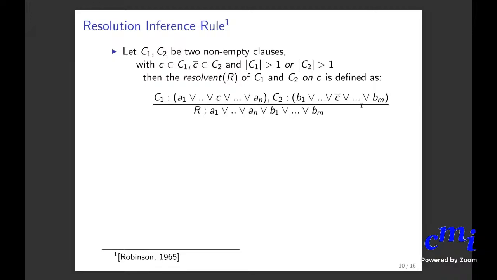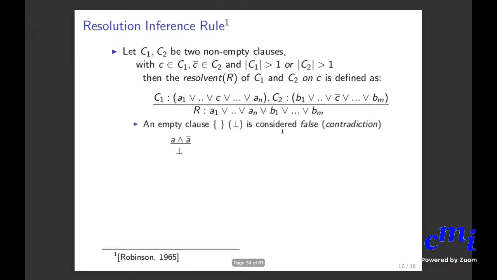You could remove those C and C naught and then take a union of all the rest of the literals that appear in both C1 as well as C2. That is, you take away C and C naught, and the resolvent is the union of the rest of the literals in C1 and C2. What it says is the resolution inference principle.